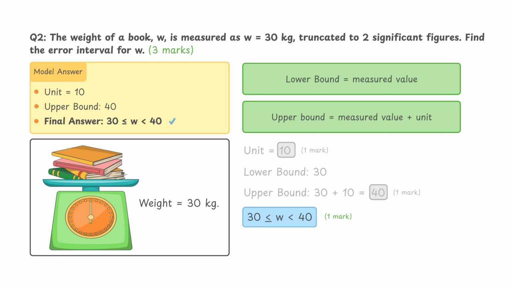So remember the key idea. When a value is truncated, the lower bound stays the same as the measured value, and the upper bound is found by adding the unit. No halves, no rounding, just a direct interval.